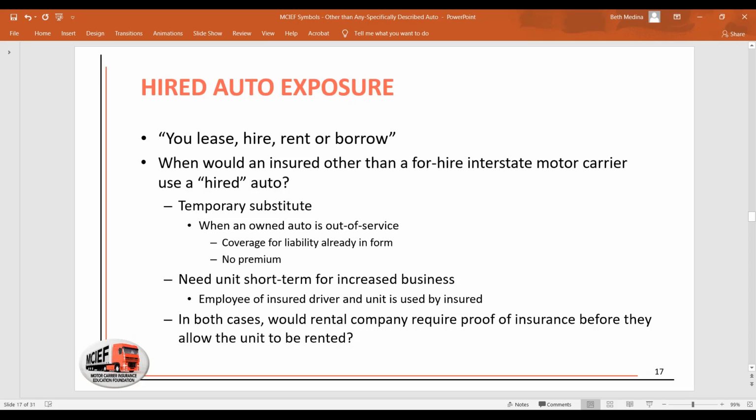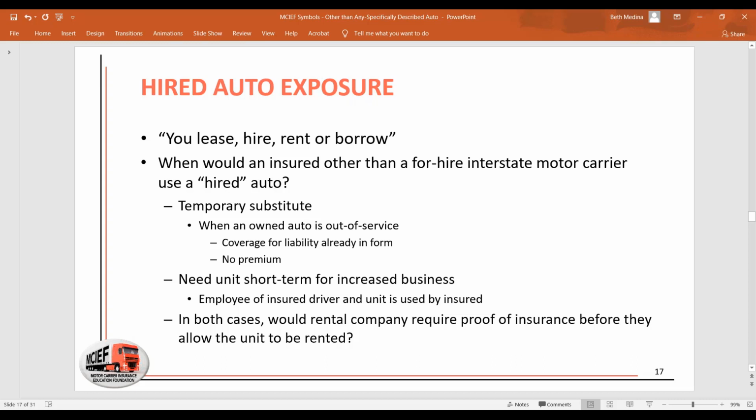So let's talk about when an insured other than a for-hire interstate carrier would use a hired auto. It would be a temporary substitute. It's when an owned auto is out of service, with coverage for liability only in the form itself, and there'd be no premium consideration there for the temporary substitute. There may also be a need for an auto for short-term lease for increased business. Employees or the insured drives the unit used by hire.